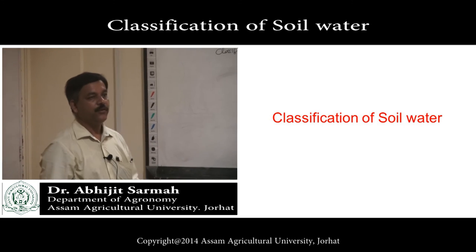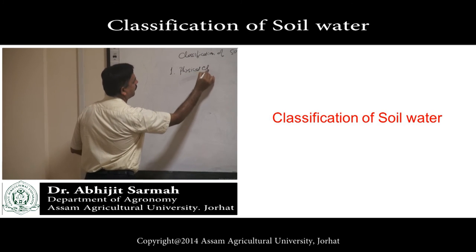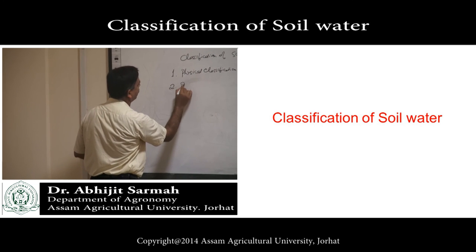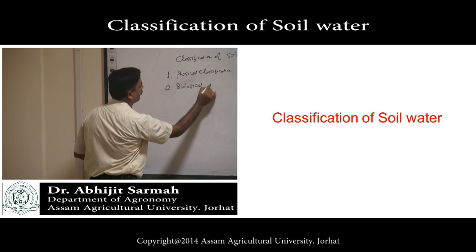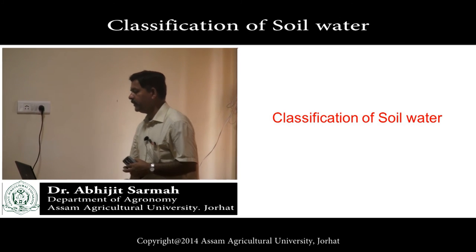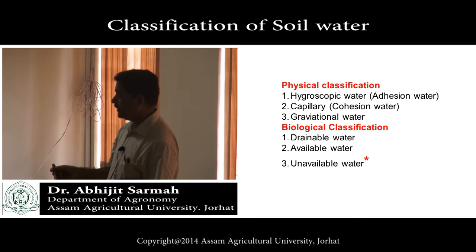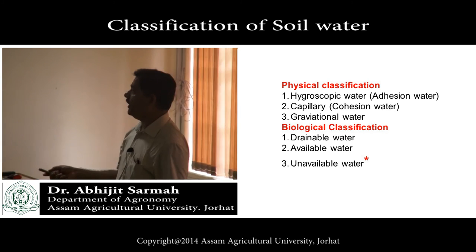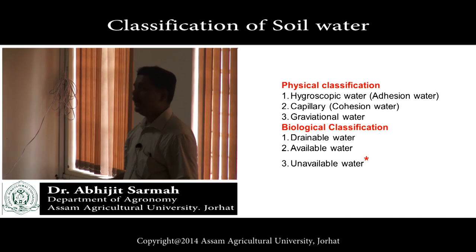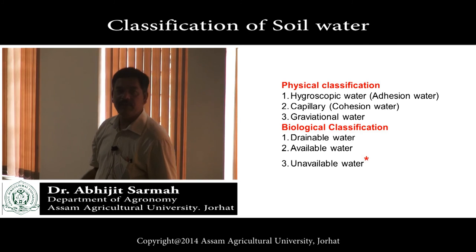Classification of soil water. Soil water is classified as physical classification, chemical classification, and biological classification. Under physical classification, we have hygroscopic water, capillary water, and gravitational water. Under biological classification, it is classified as drainable water, available water, and unavailable water.